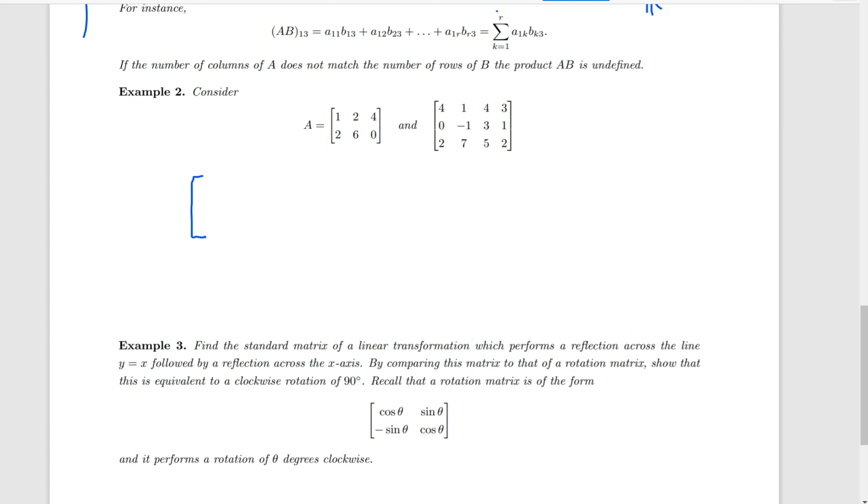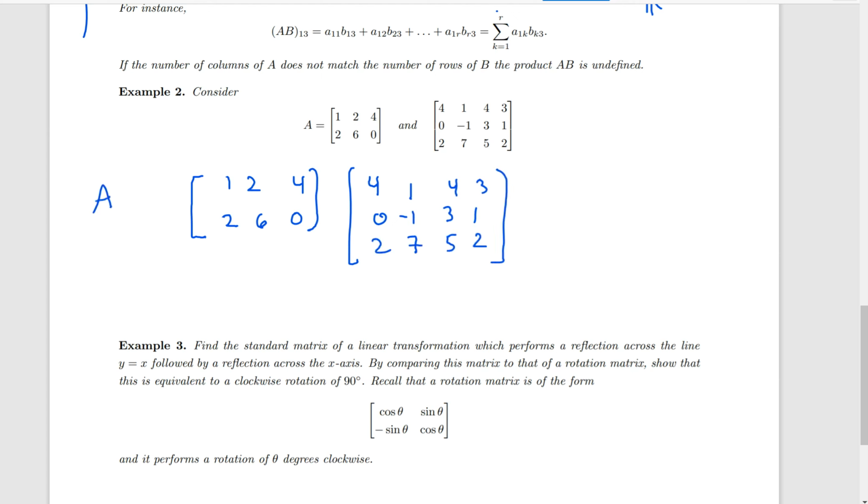Okay, so we're going to multiply these two matrices together, 2, 6, 0, against 1, 2, 7, 5, 2. So that's AB. It's easy to figure out what the size of the resulting matrix is going to be. I said that A is 2 by 3, and this is 3 by 4. So we're going to end up with a matrix that's 2 by 4. So 2 rows, but 4 columns.